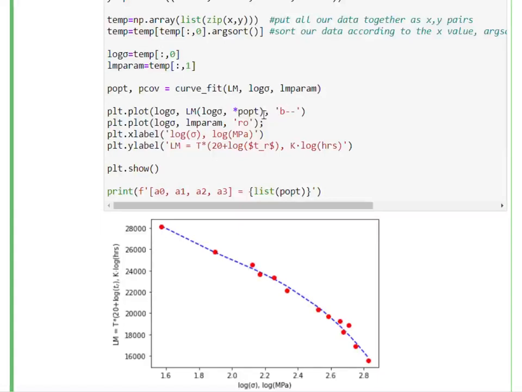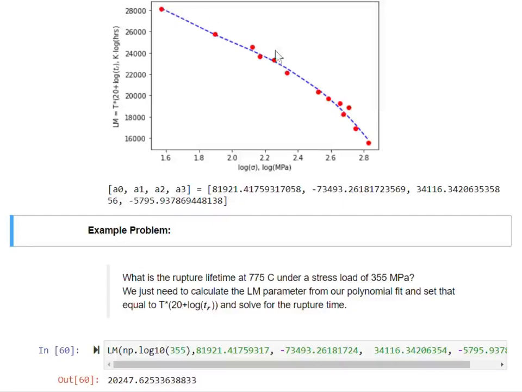So that substitutes it straight in, and we're going to basically plot this function. We're also going to go ahead and plot the data itself, log sigma, and then here's the y data. That's our data points. This is my fit. So we'll go ahead and run that, and this is what we get. So all the data together, Larsen-Miller, log stress, and this is my polynomial fit with my A0, A1, A2, A3 given here.